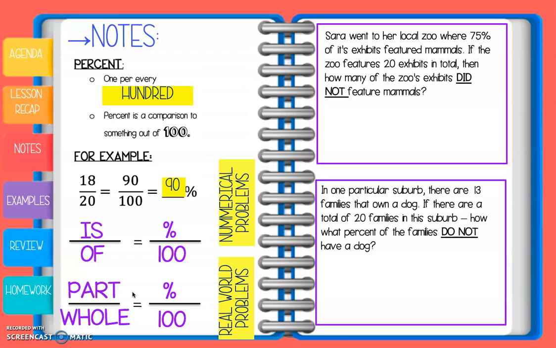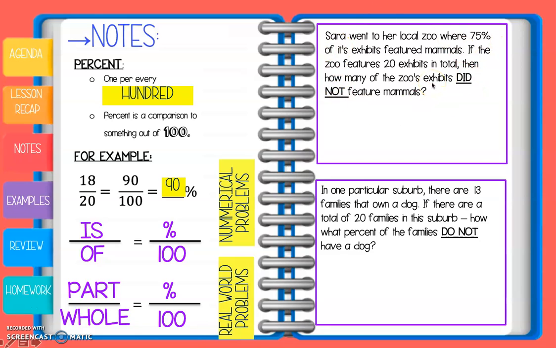Today, what we focus on in class is real-world problems that have 2 steps. So you have to find the percent and then you have to do something with it. And we talked about how it's really easy to forget that second step. So you've got to pay special attention to the words in the problem. So let's take a look at this first example here.